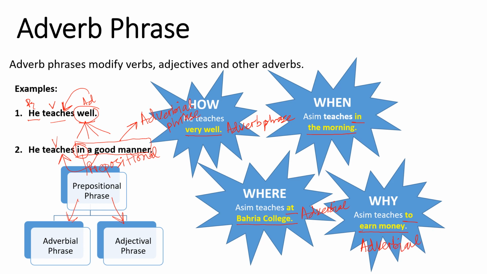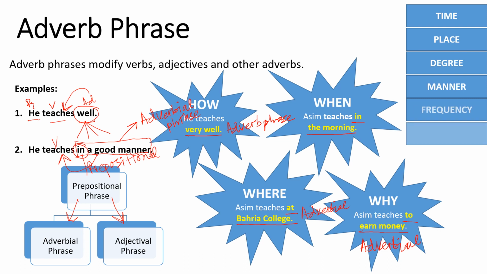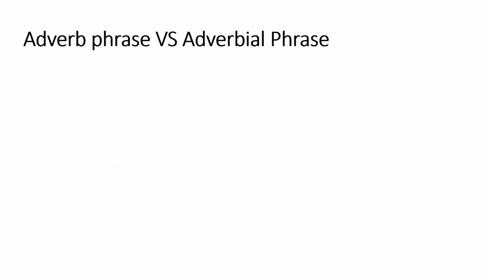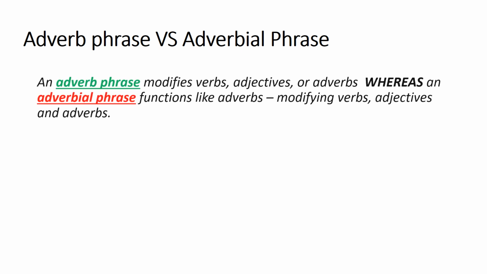And like adverbs, adverbial phrases can provide information with regard to time, place, degree, manner, frequency, reason, comparison, etc. Now let's find out the difference between an adverb phrase and an adverbial phrase. So let's see. An adverb phrase modifies verbs, adjectives, or adverbs, whereas an adverbial phrase functions like adverbs, modifying verbs, adjectives, and adverbs. Let's have a glimpse at two examples, then it will be easy to understand.